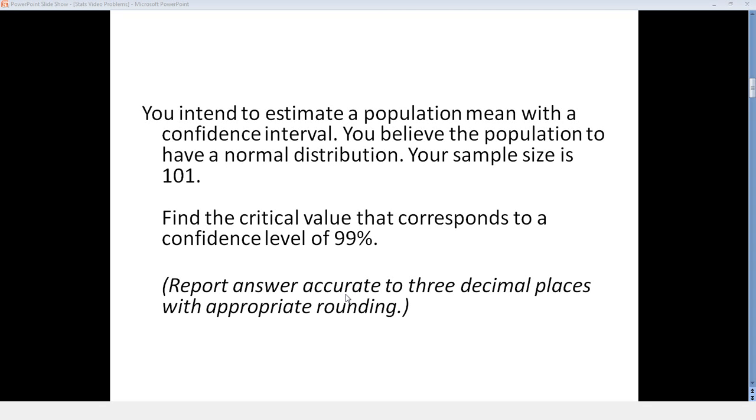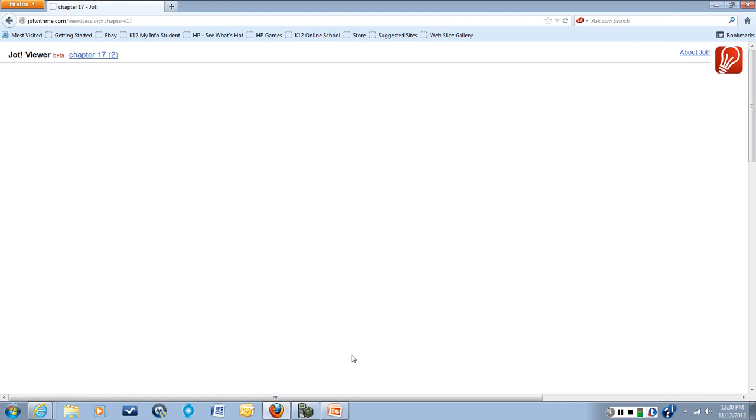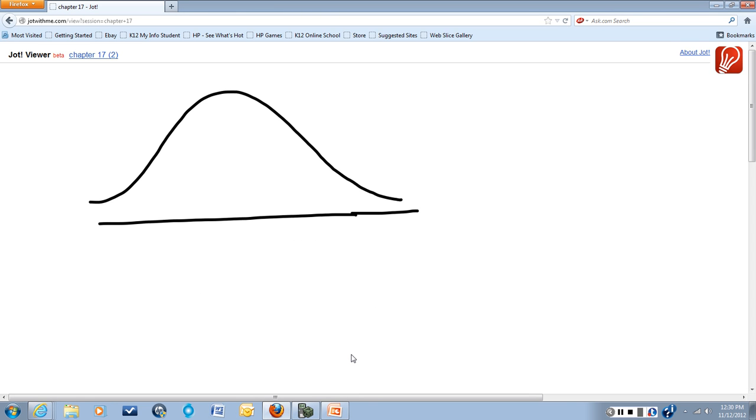So we're asked to find a critical value. Because we believe our population to have a normal distribution, we can use a t distribution to make our estimate. And that's where we'll get our critical value from. So let's look at a t curve. It looks very much like a normal curve, more and more so as the degrees of freedom increase. Okay? And we're asked to find the critical value.